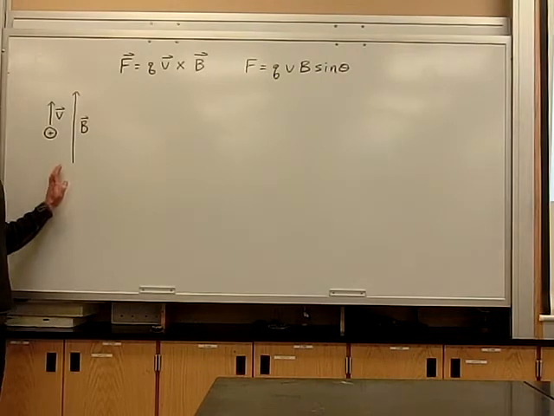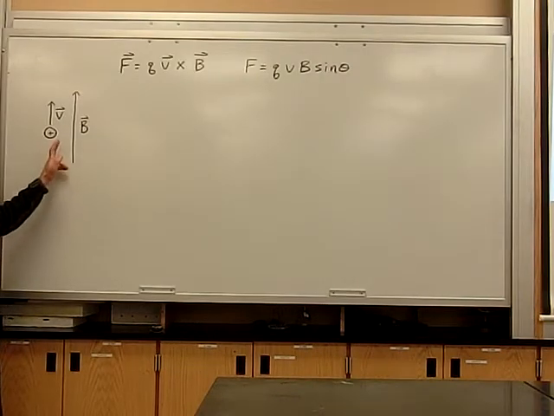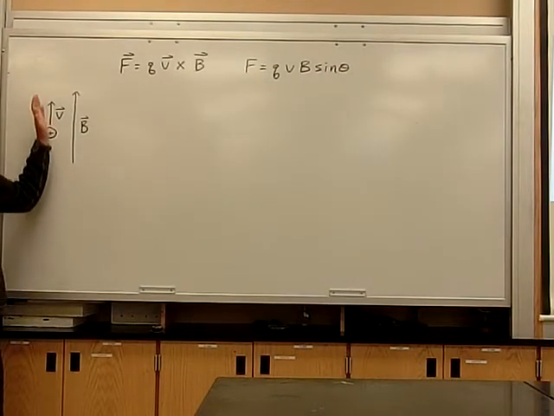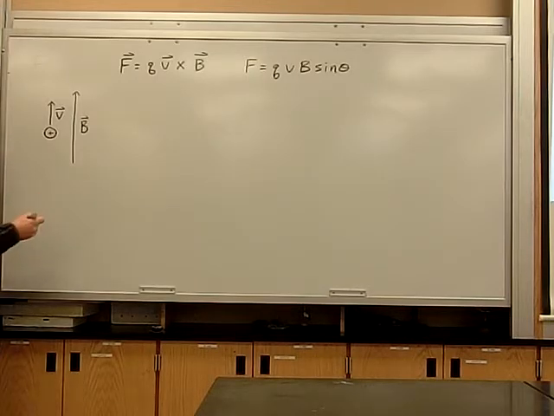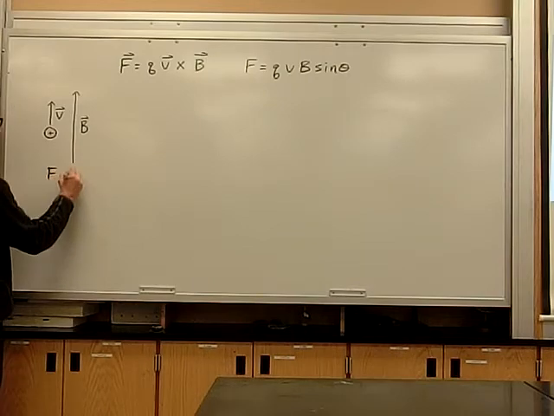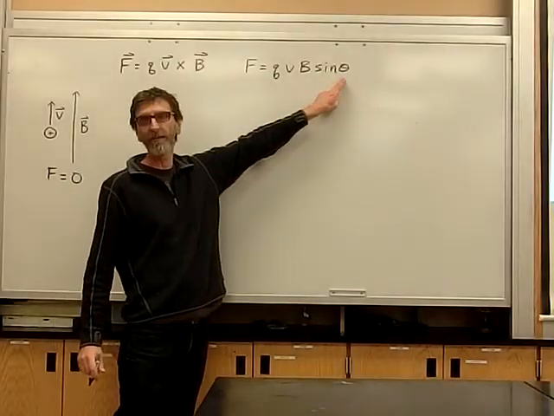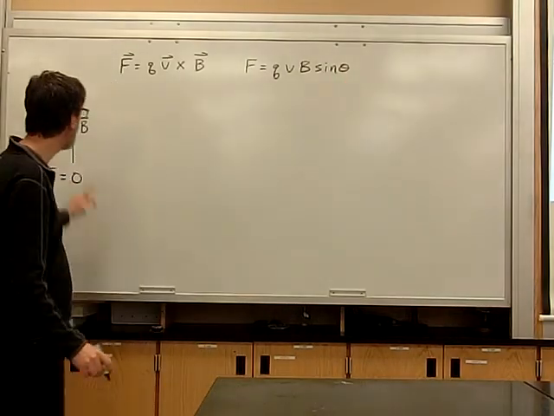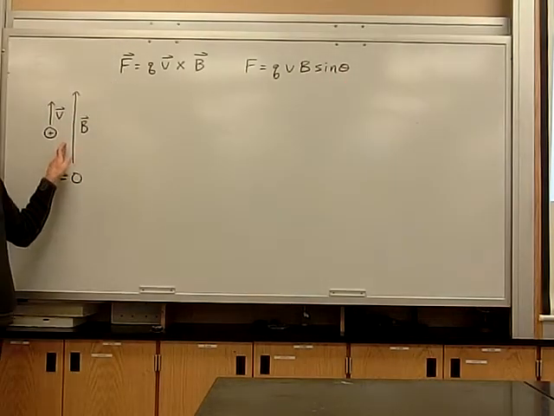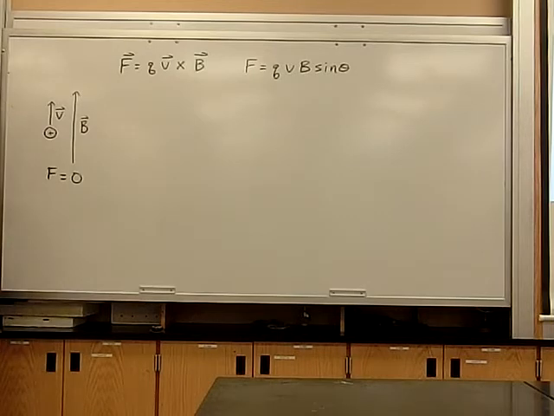We've seen that when a magnetic field lies along the direction of the velocity of a positive charge or a negative charge, the force will be zero on that charge. F is zero here because our cross product relationship involves the sine of the angle between V and B. Here the angle is zero, sine of zero is zero, so no force.